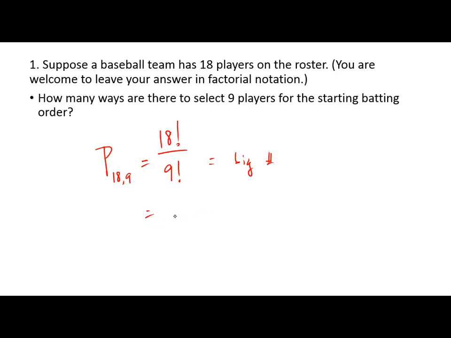If you think about it, I have 9 positions here: 4, 5, 6, 7, 8, 9. For the first position, I have 18 possibilities. For the second position, now I only have 17 people left that I can choose from, and so on all the way down to 9. So you're multiplying all those numbers together, is kind of the intuition there.